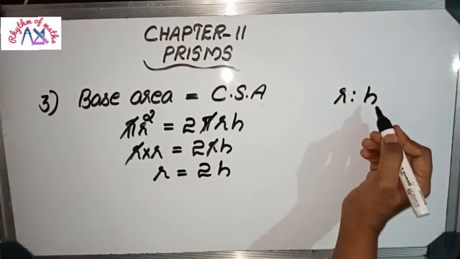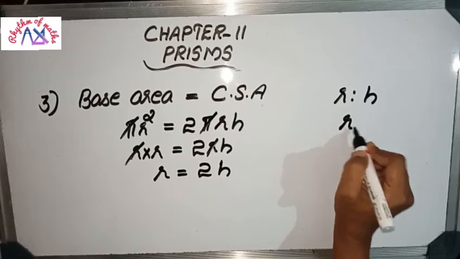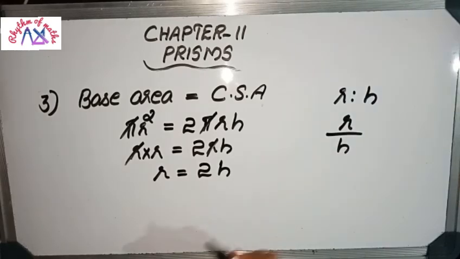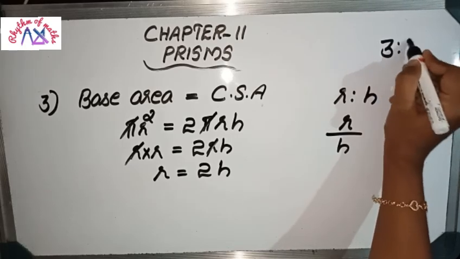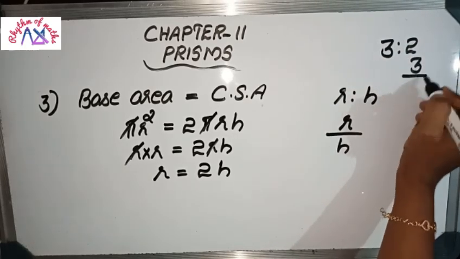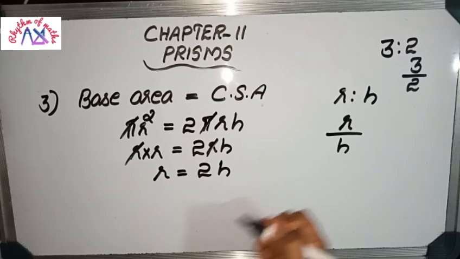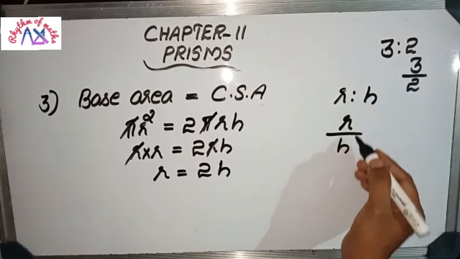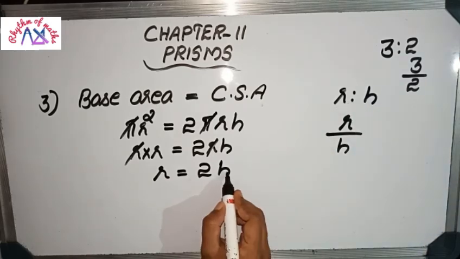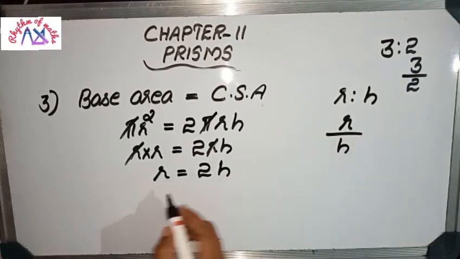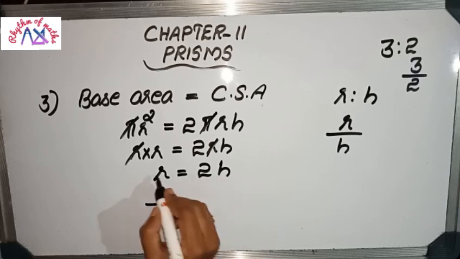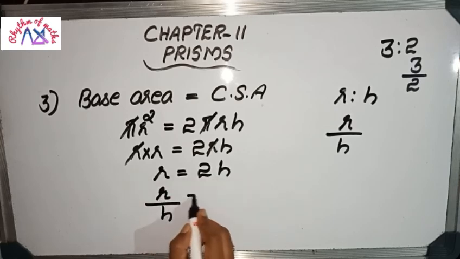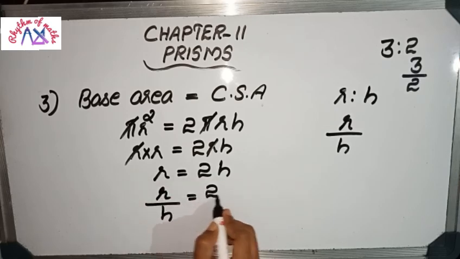We need r is to h. R is to h is the same as r by h. We have also learned in 8th standard that if we have a ratio 3 is to 2, we can write it as 3 by 2. This is the fraction form of a ratio. So r is to h means it is the same as r by h. Now keep r here and take this h to this side. So when it is multiplied by h and comes to this side, it will be divided by h. So r by h equal to 2. 2 means it is 2 by 1.